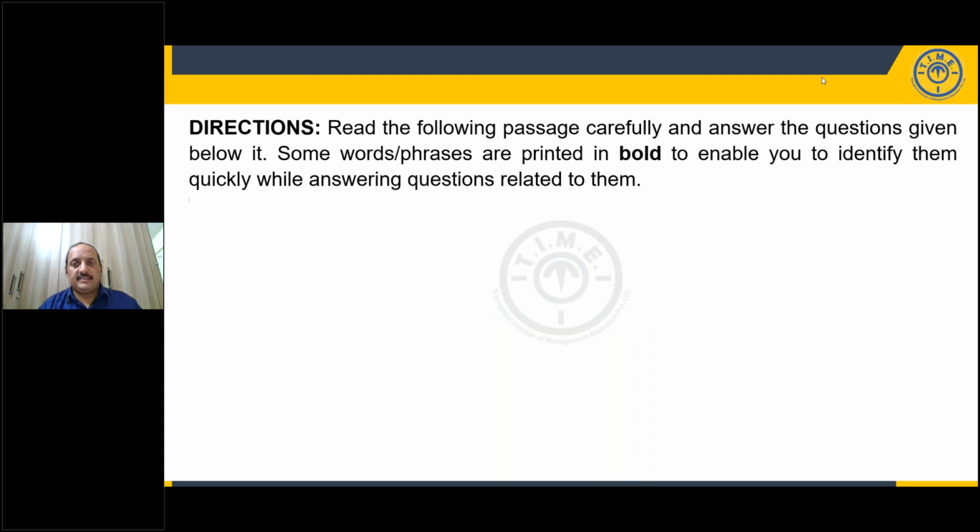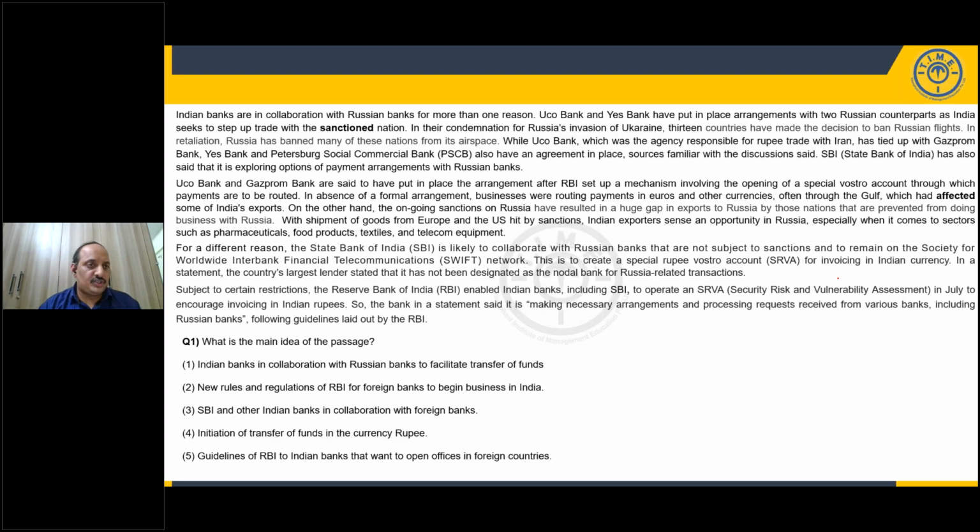So directions for the first 9 questions, which was the reading comprehension part. Read the following passage carefully and answer the question given below. Some words or phrases are printed in bold to enable you to identify them quickly while answering questions related to them. All right, so this is the passage. Let's quickly read through it together.